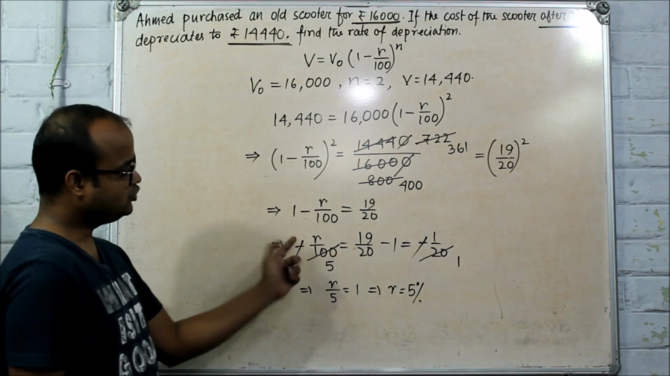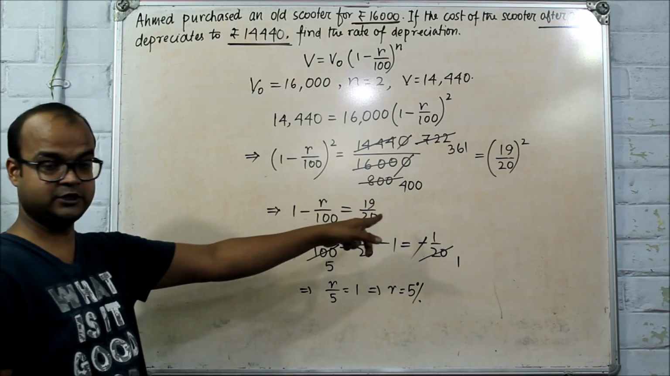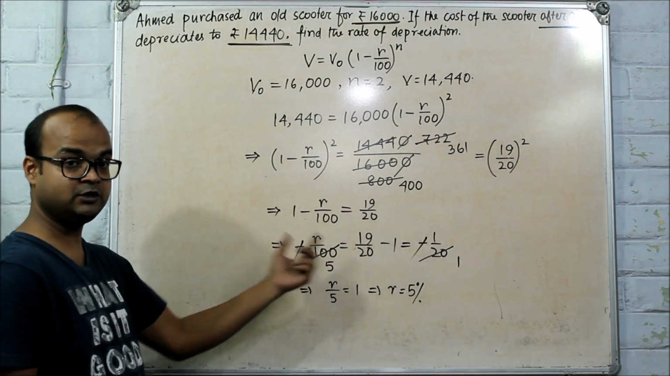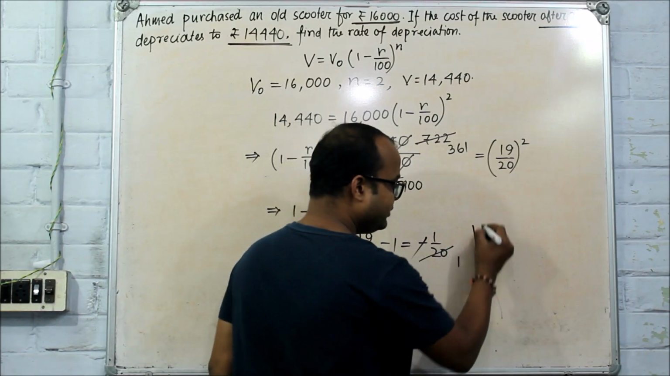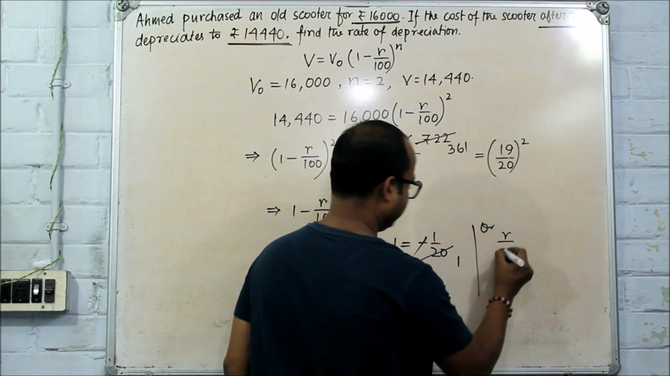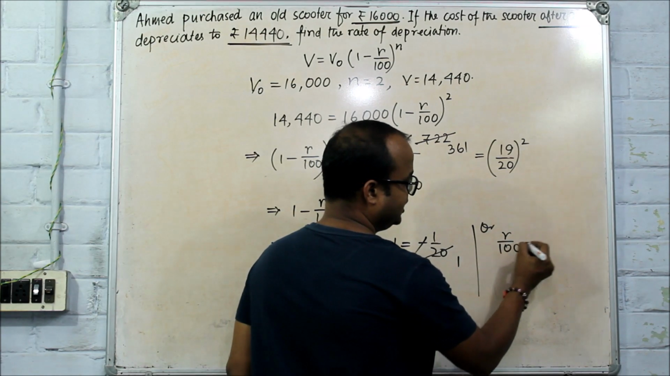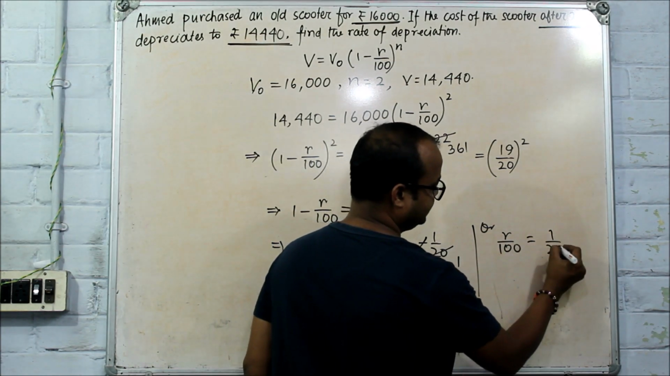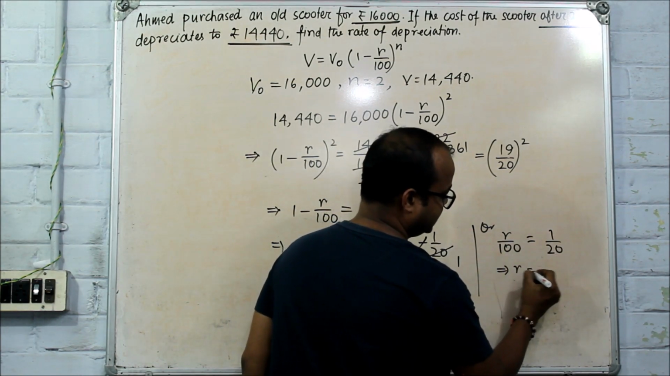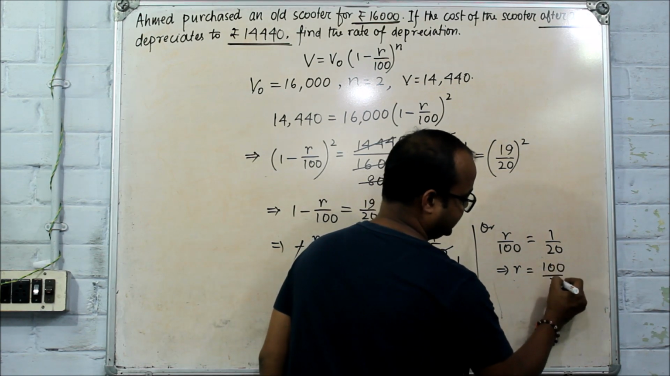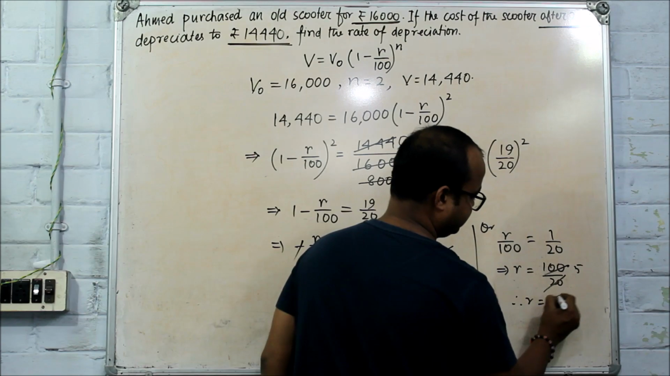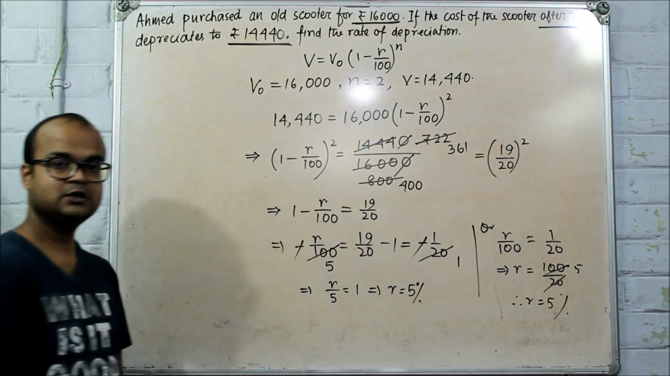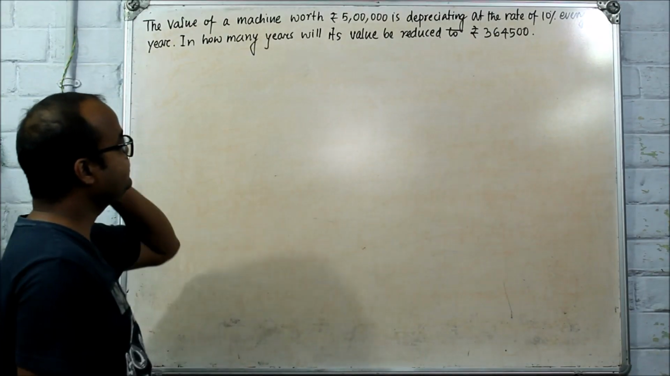Or you can take this 100 to the numerator also, because 100 is in the denominator. When you change the side, it will go to the numerator. So you may also calculate, if you are comfortable with this. So 100 R by 100 is equal to 1 by 20. It implies R is equal to 100 by 20. R is equal to 5%. Clear?